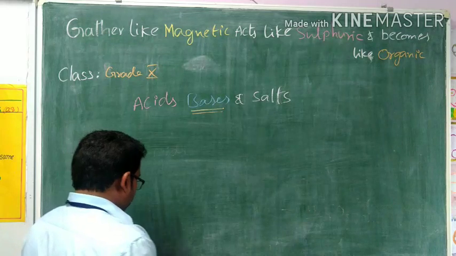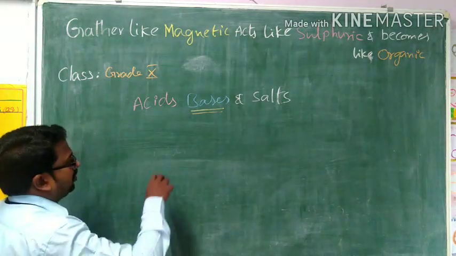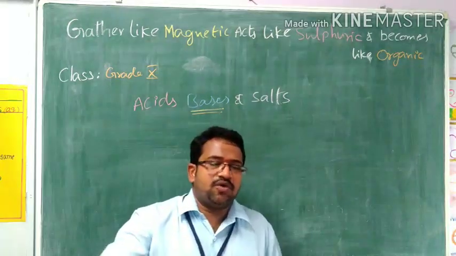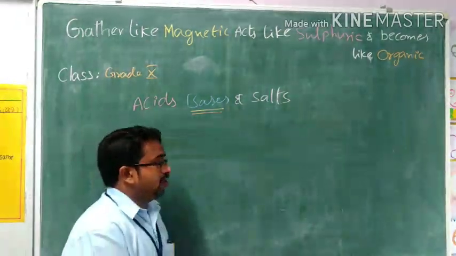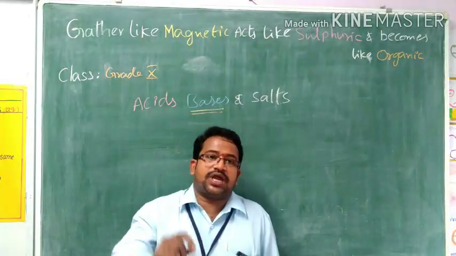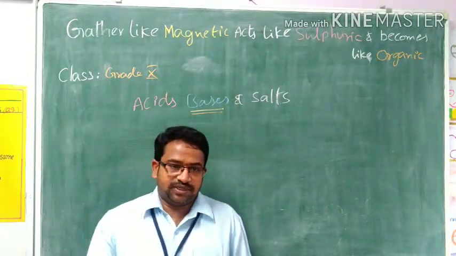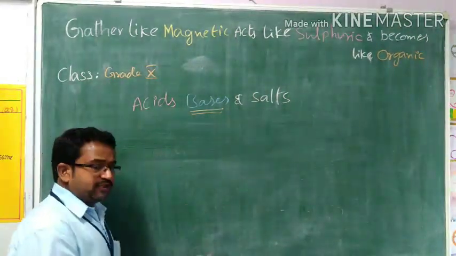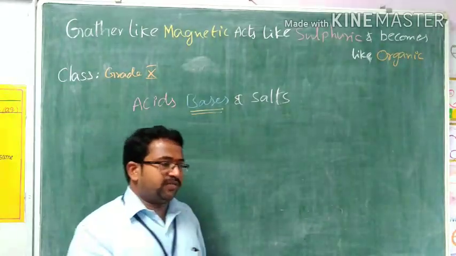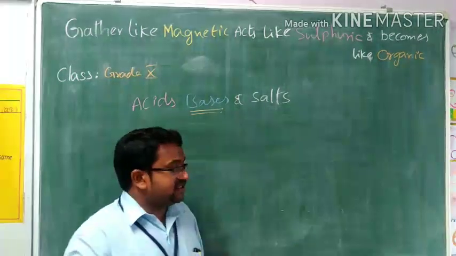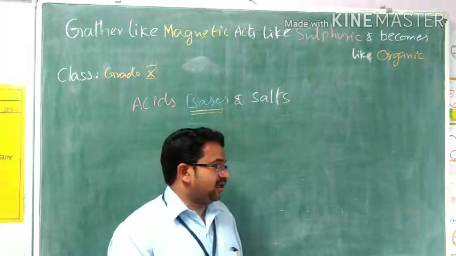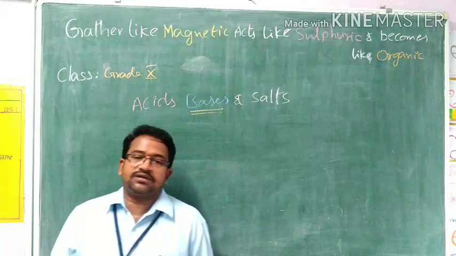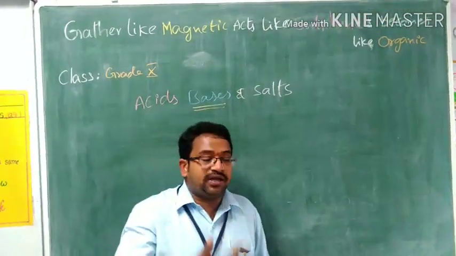Okay, now let us see how these solutions, means acids and bases, how we can identify these solutions. To identify the solutions, we have so many indicators. In that, litmus paper, blue litmus, red litmus, and besides this, some more indicators are there such as methyl orange, phenolphthalein, universal indicator, and olfactory indicators.